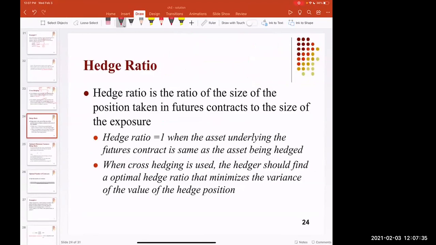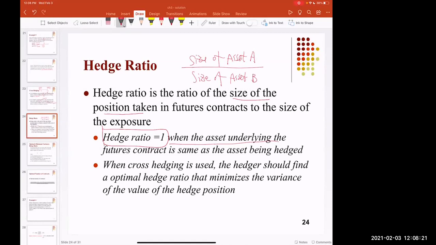And then we're going to think about the hedge ratio, right? If they are exactly the same, the hedge ratio equals 1. If they are not the same, the hedge ratio is the ratio of the size of the position being taken in the futures contract to the size of the exposure. So basically the size of asset A, the underlying asset, and the size of asset B, the asset to be hedged.